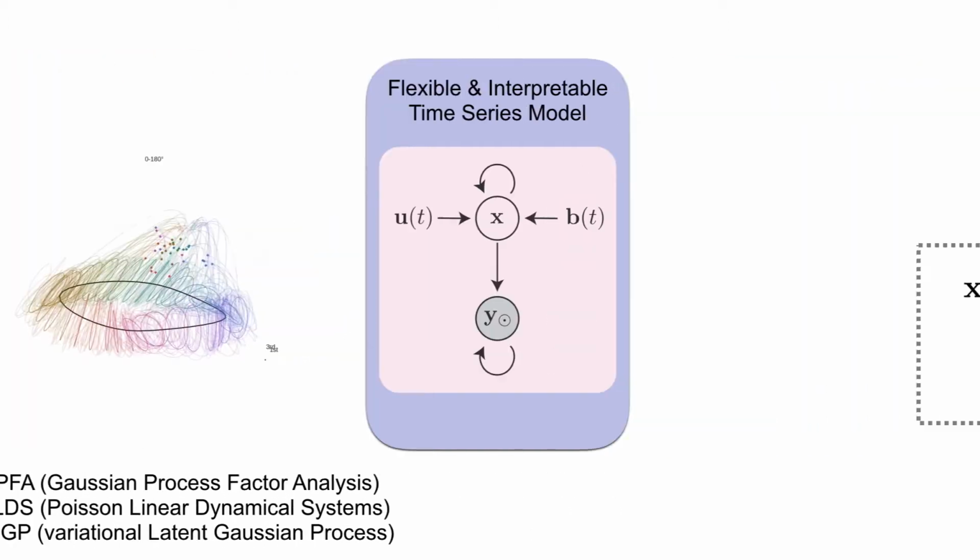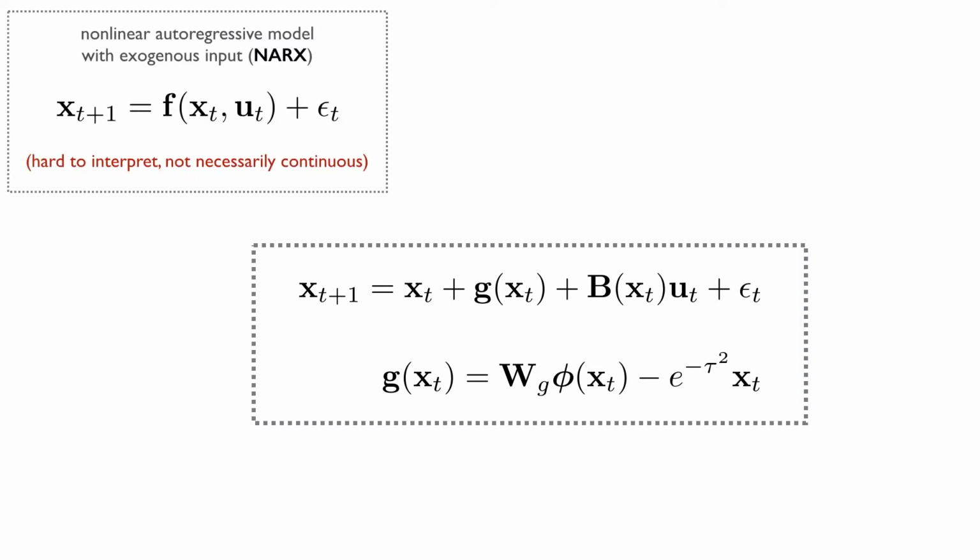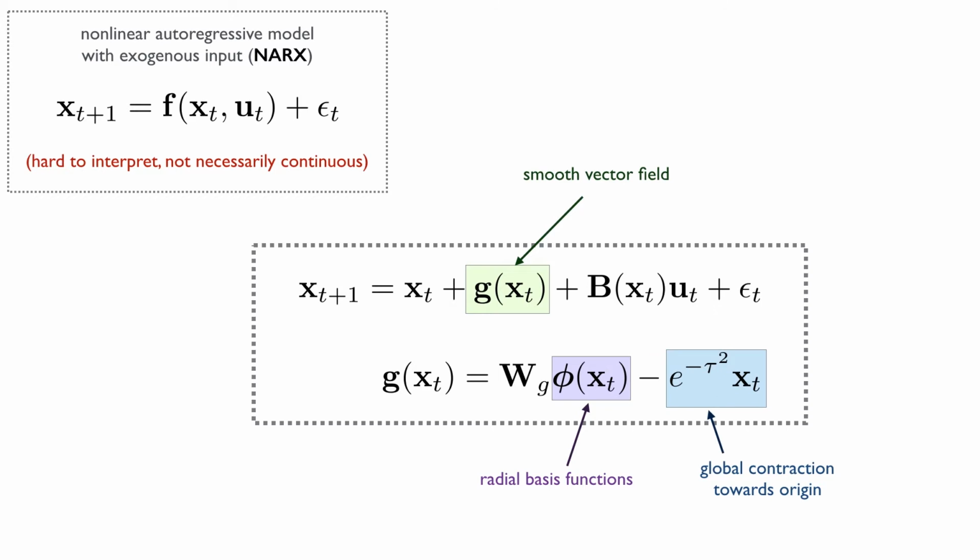In this work, we propose a simple time series model which looks similar to the widely used NARCS model, but there are 4 key differences which make it more suitable for the interpretation of neural dynamics in the context of computation. First, we directly model the vector field, which represents a small change for each time step. Second, the change is modeled to be locally smooth, which we achieve by using a radial basis function network to approximate the vector field. Third, we have a contractual term that promotes a global contraction towards the origin.